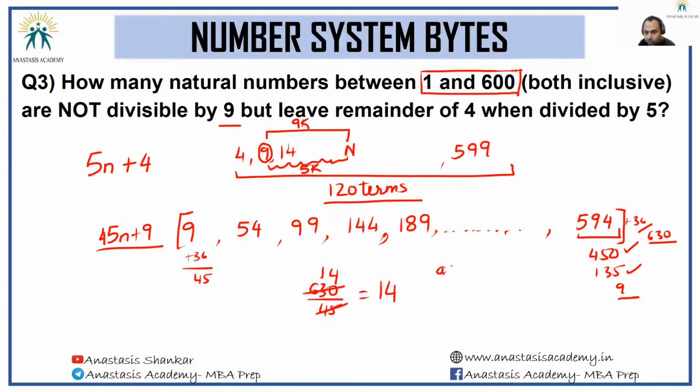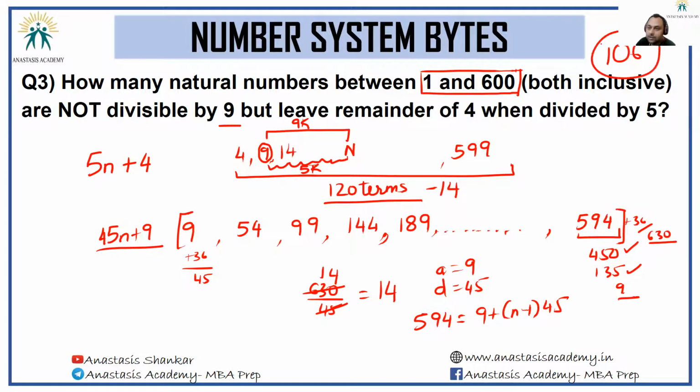Others may choose to go down this path. A is equal to 9, D is equal to 45. So 594 is equal to 9 plus n minus 1 into 45. And then you can reach your n equal to 14. That is also acceptable. From 120 terms, 14 have to be removed. So the final answer to the question will be 106.